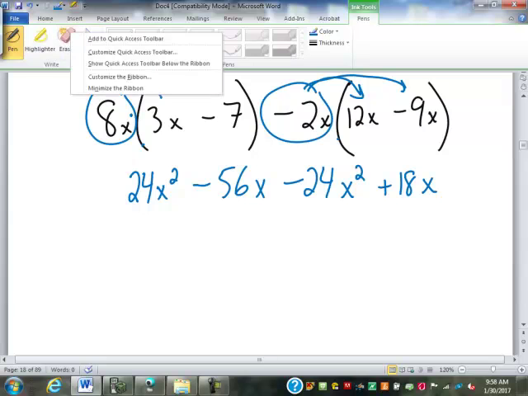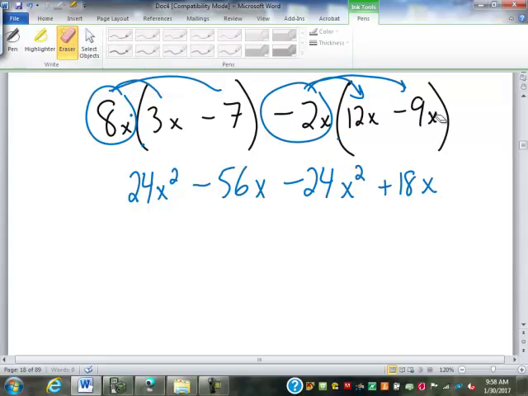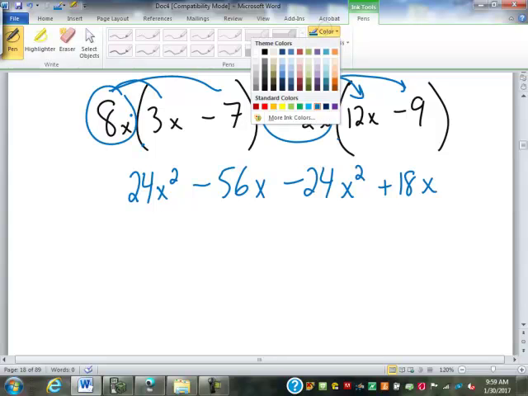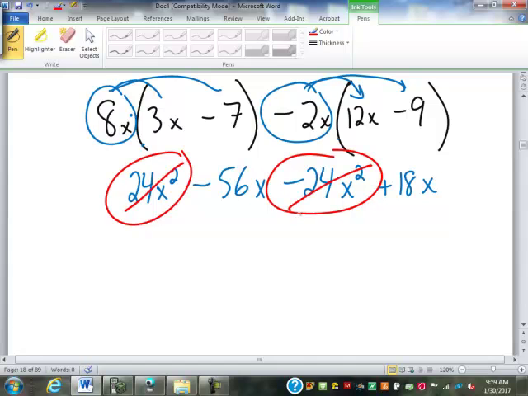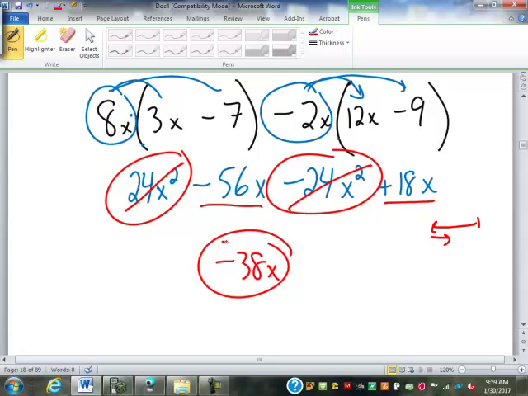Positive 18x squared. I screwed that up. That should be just a 9, not 9x. So if you had that as 18x squared, that would be my mistake, not yours. So that should be just 18x. That's what I get when I don't have my morning coffee. So we can combine 24x squared and negative 24x squared. Just going to cancel out. It's 0. Negative 56 and positive 18 makes negative 38x. So that's all that comes out to be.